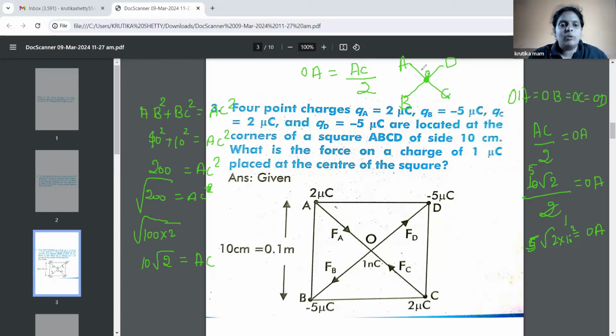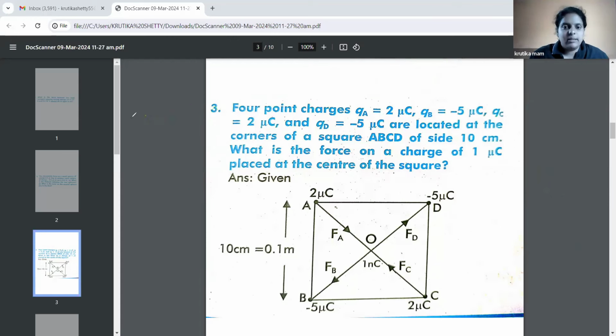Okay, students, hope you have calculated this distance value. Now we will proceed to the force calculation. First I'll go for F1. My F1 is the force between O and A that I am calculating. According to the formula, it is 1 upon 4 pi epsilon naught, Q1 Q2 divided by R square. Your R square is OA square, so we can substitute that.